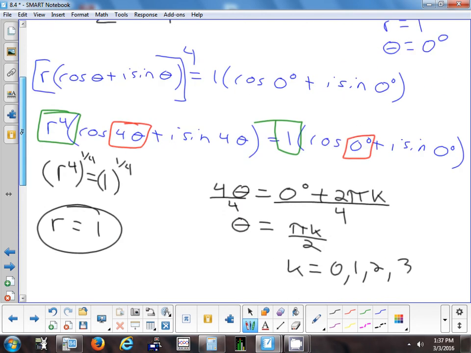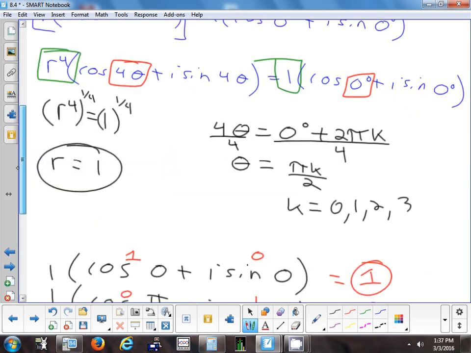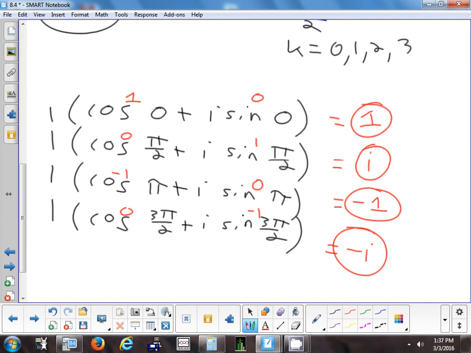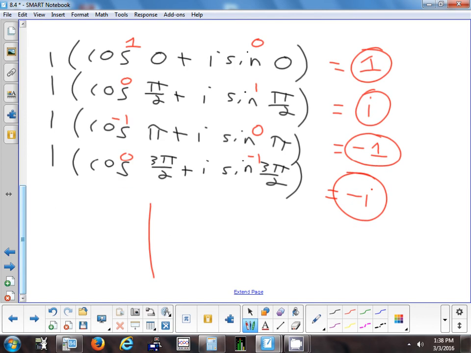So these are the 4th roots of 1. In other words, if you raised any of these to the 4th power, you would get 1 as the answer. 1 times 1 times 1 times 1 is 1. Negative 1 times negative 1 times negative 1 times negative 1 is 1, and the other ones as well. And if you graph them, this one's easy to graph because it's just 1 unit in every direction. The first one is 1 unit right. How about I? 1 unit up. How about negative 1? 1 unit left. And negative I? 1 unit down. So you get the vertices of a square.